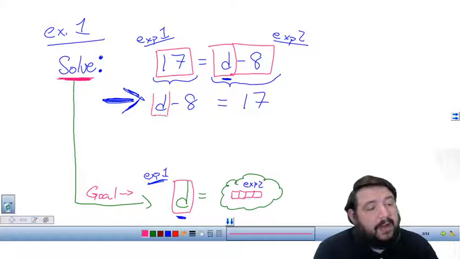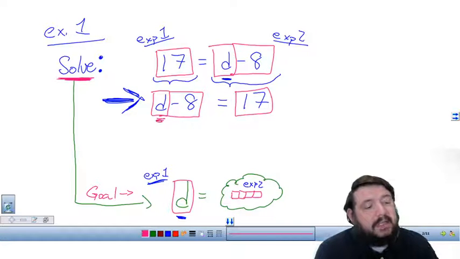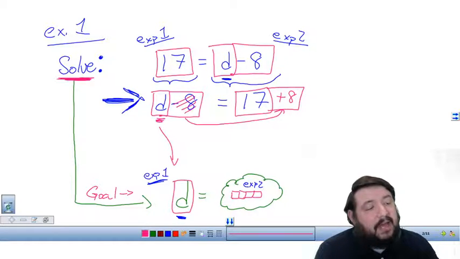Now, when I identify my terms, everything looks normal, so to speak, okay, because the D is on the left. Now that the D is on the left, that matches up with what I want for my goal. So guess what I'm going to do? I'm going to move this -8 over, and once I move the -8 term over, it's going to become a +8. Now I get rid of the -8, and what do I have? I have D equals 17 plus 8 equals 25. And that's my final answer, guys. That's it. As you can see, it's a very simple process.